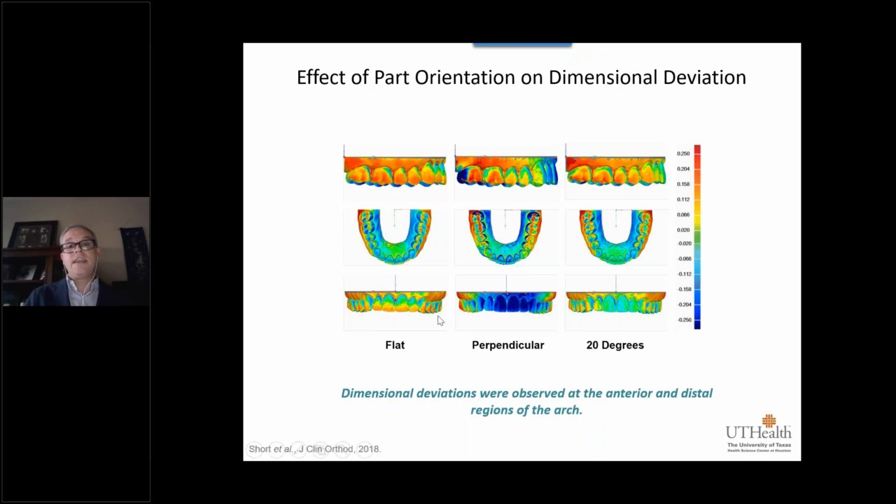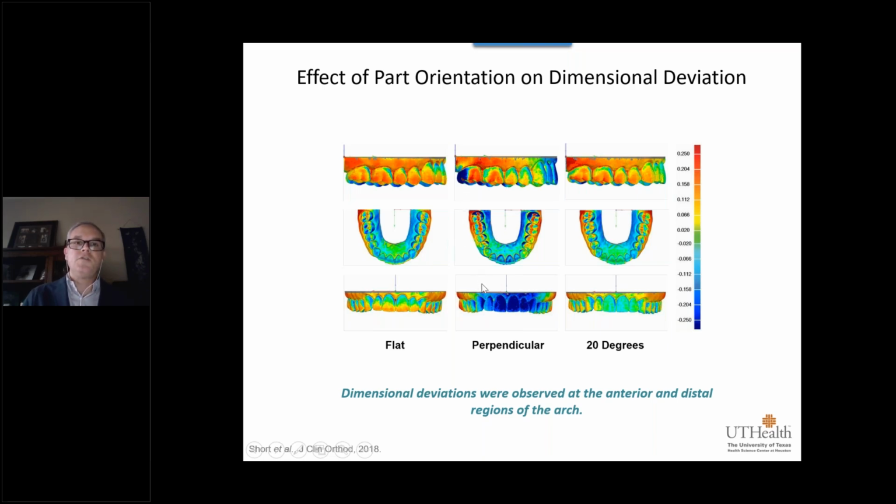When we looked at the superimposition maps to see where the dimensional deviations were occurring, we see in the perpendicularly oriented part, for example, underbuilding of the model in dark blue colors and overbuilding of the model in warmer colors, the red and orange. And we see that there is characteristic underbuilding in the anterior dentition, so these incisors, and on the most distal aspect of the most posterior tooth, in this case, the second molar, that back portion of the second molar was underbuilt.